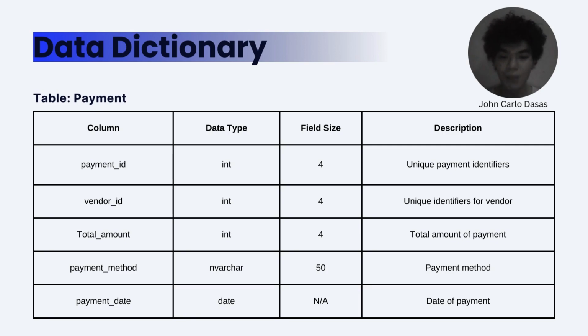For payment method, its data type is nvarchar, its field size is 50, and the description of it is the payment method of the customer. And for payment date, the data type is date, and for its field size, it's not applicable, and the description of this is the date of the payment of the customer.